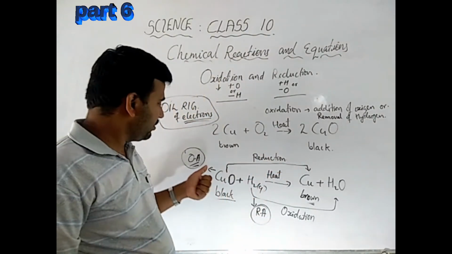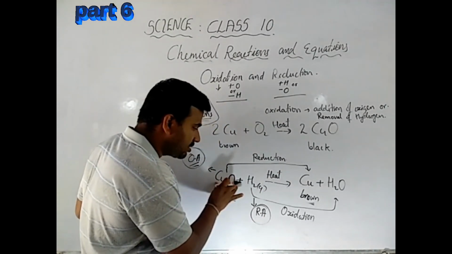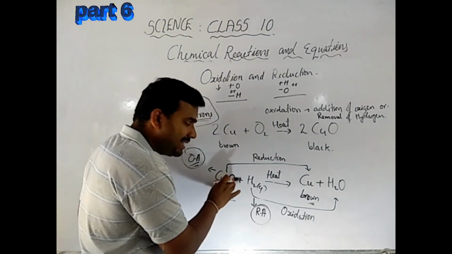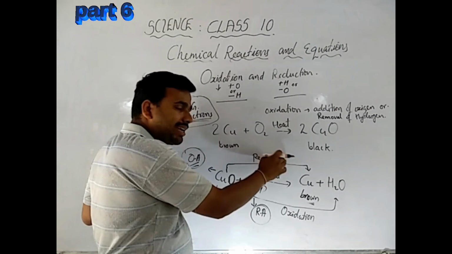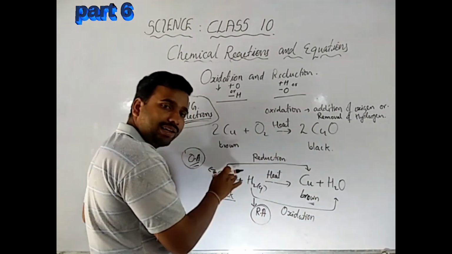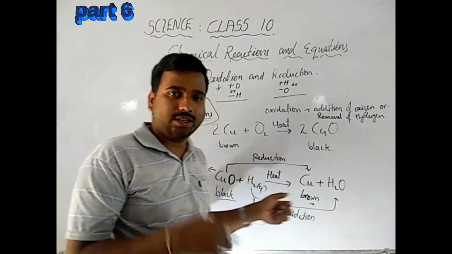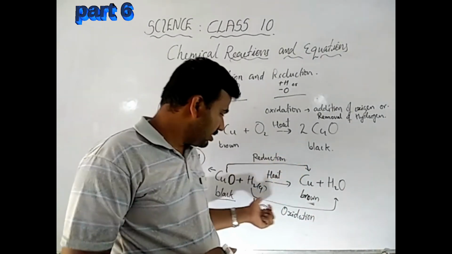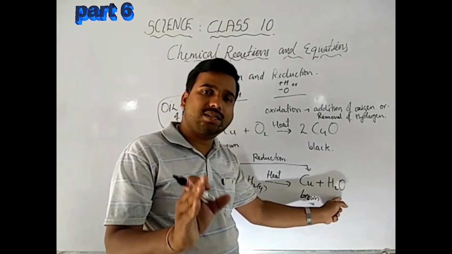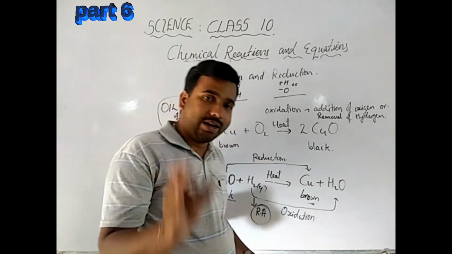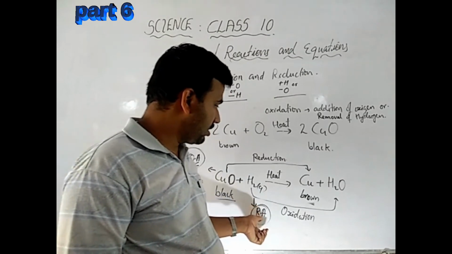You can listen here again. What do you mean by oxidizing agent? The oxidizing agent here is copper oxide. Copper oxide can supply oxygen, and it is itself getting reduced. The substance that undergoes reduction is known as the oxidizing agent. The substance which undergoes oxidation, here hydrogen, is known as the reducing agent. The substance that undergoes oxidation is known as the reducing agent.